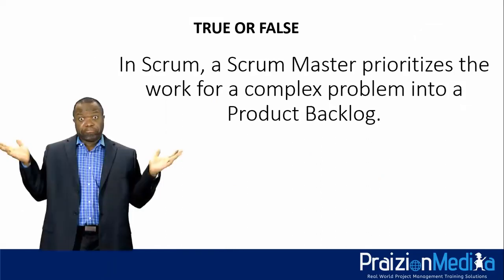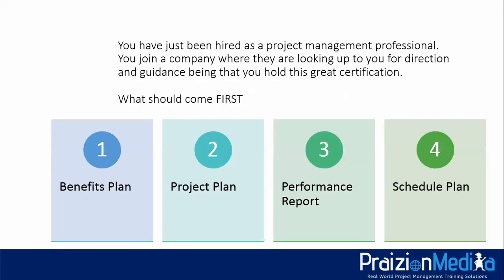True or false? In Scrum, a Scrum Master prioritizes the work for a complex problem into a product backlog. Again, if you just come in, you got to hit the pause button because we're looking at the answers pretty quick. 3, 2, 1. The answer to that is false. It's not the Scrum Master. It's the product owner who does this. The product owner prioritizes work in the product backlog. Next question.